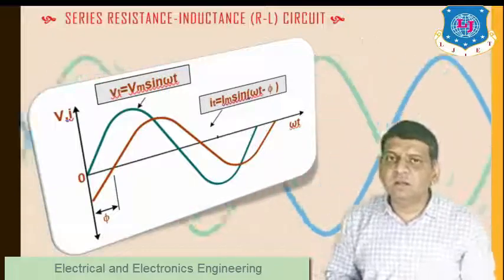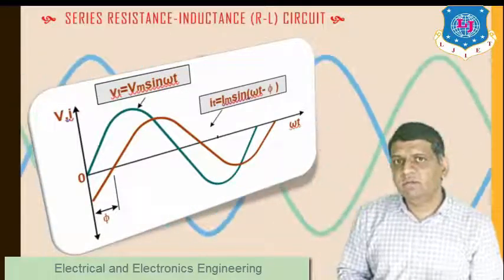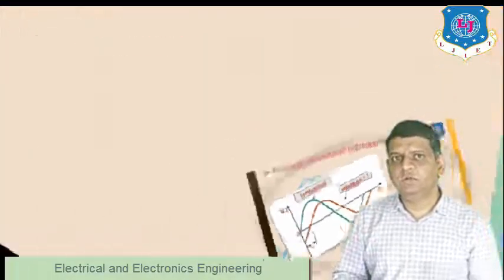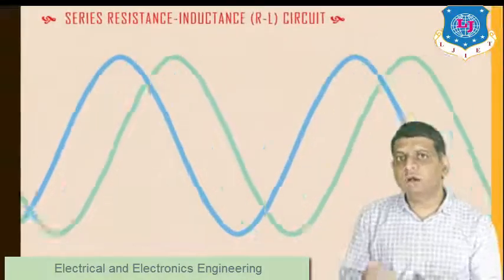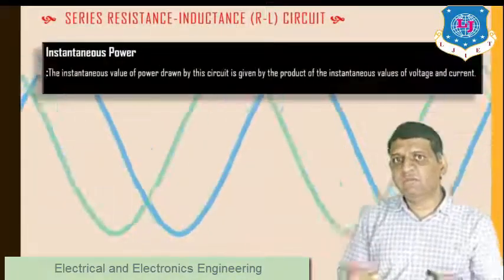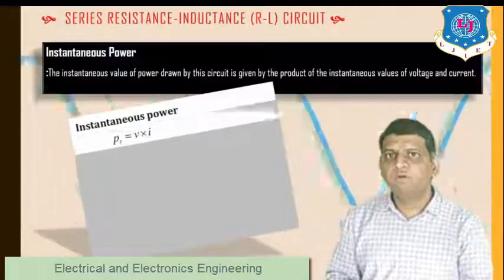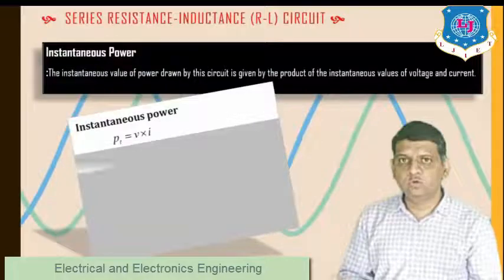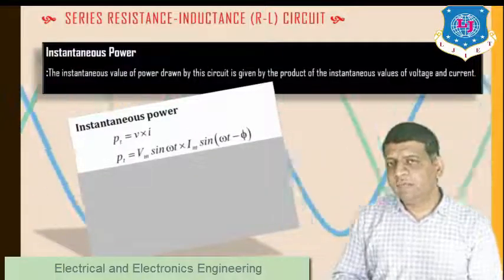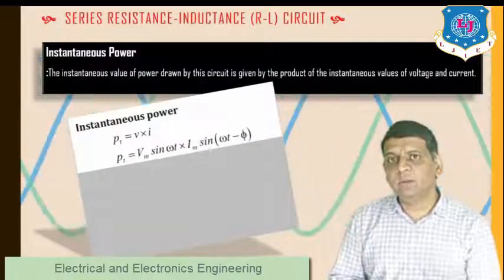Now point number 3, where we have to find the power calculation. Power P is equal to V into I. Instantaneous power is nothing but the multiplication of the instantaneous values of voltage and current. So p(t) equals v into i, where v equals Vm sin omega t and i equals Im sin(omega t minus phi).